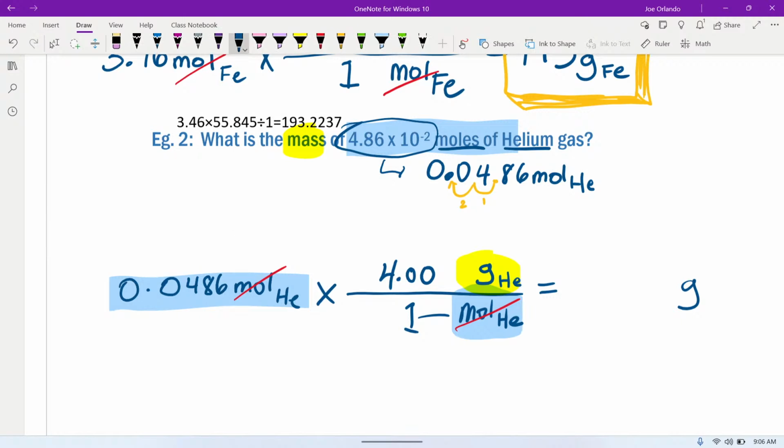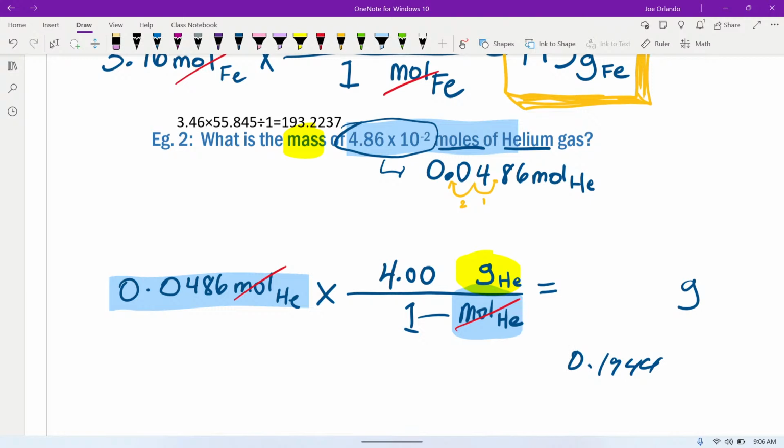I'm going to see if I can do it here. 4 times 4 is 16. So that would be 0.16. But then 4 times 8 is 32, which would make that. And then 4 times 6 is 24, which would make it that. So this should be 0.1944. How'd I do?